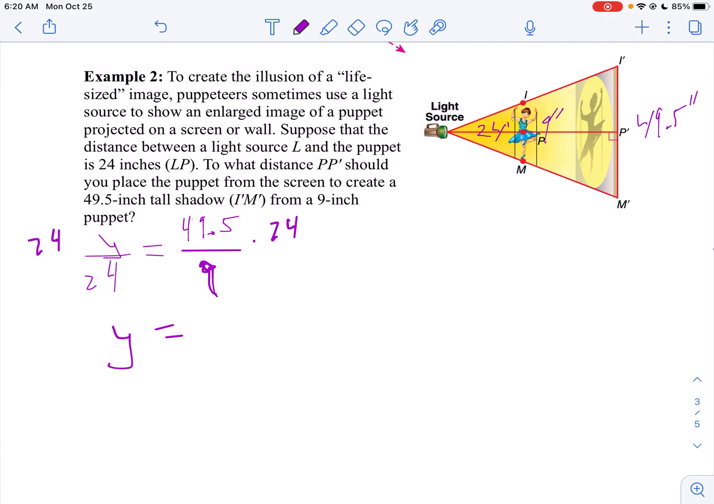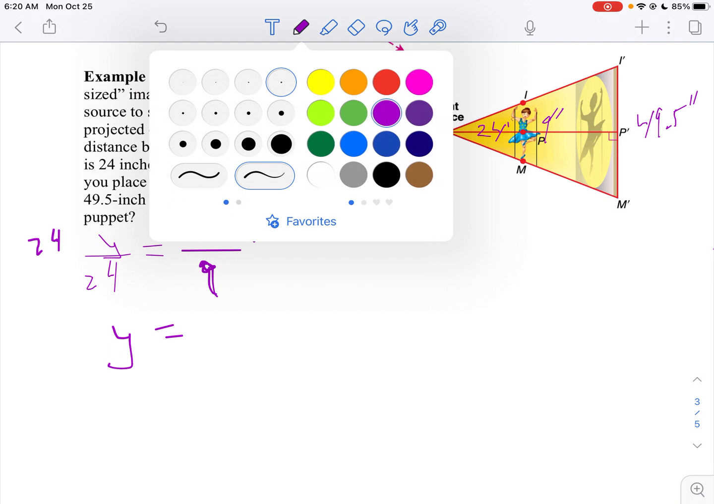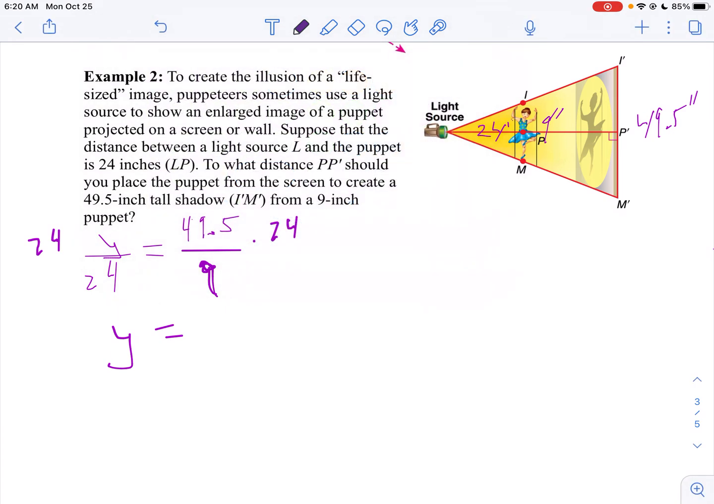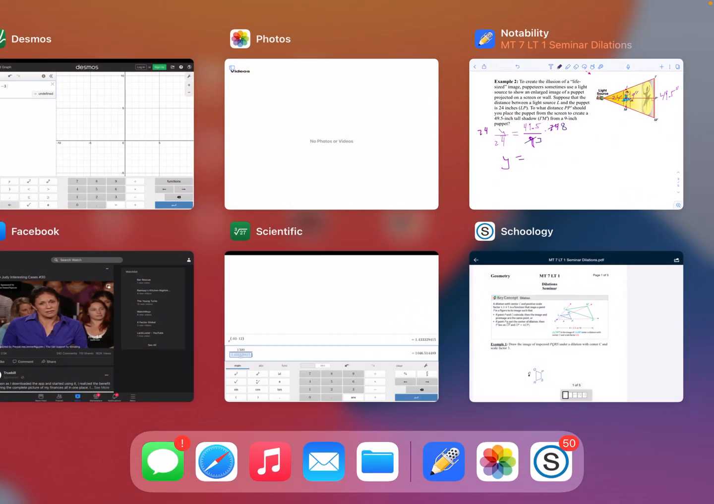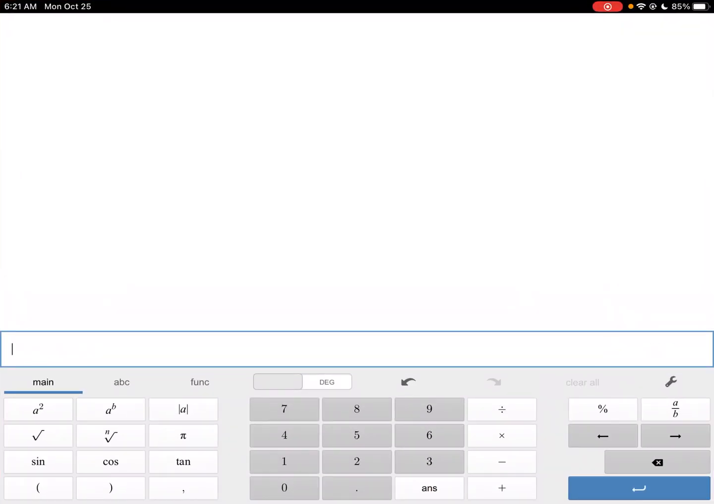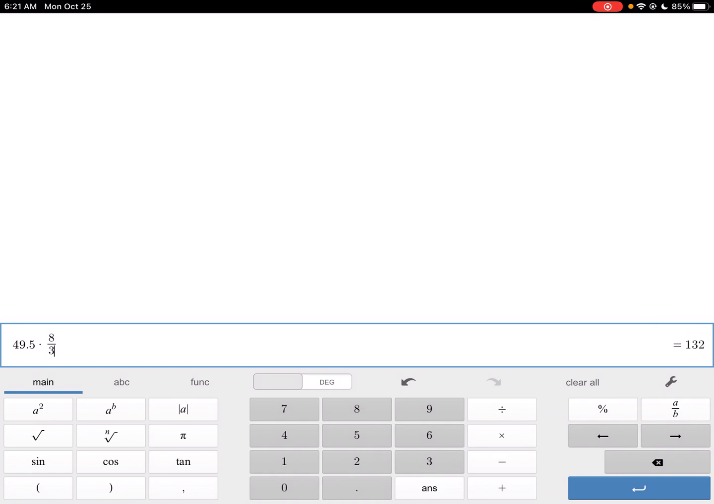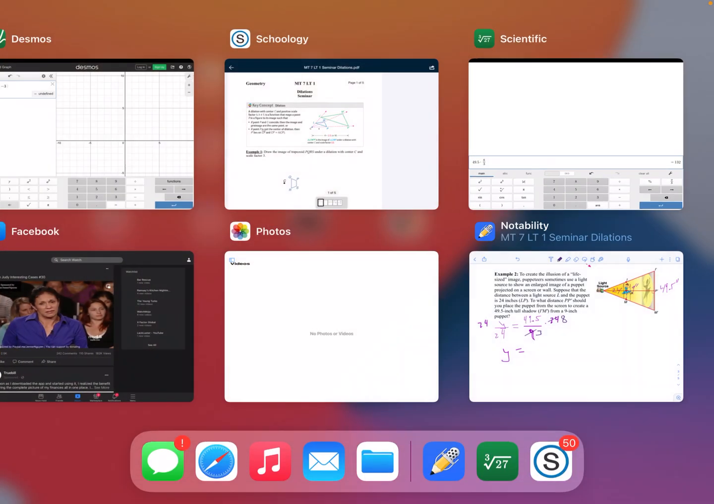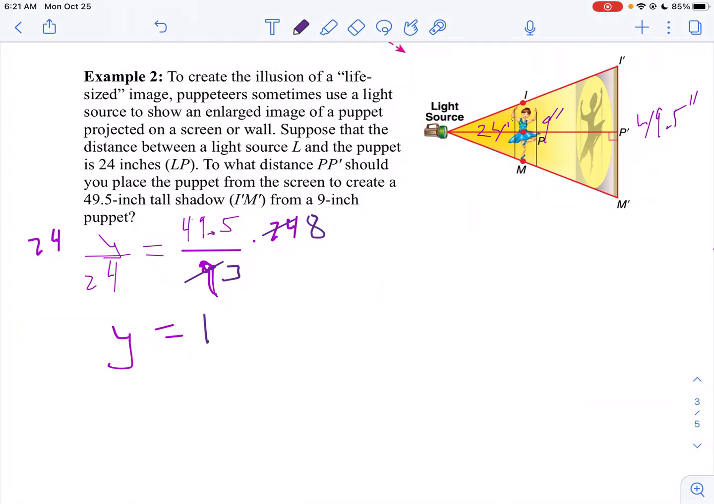Well, I can reduce that a little bit, can't I? Because I know 3 goes into both 24 and 9. So divide by 3, and that'll give me 3. Divide by 3, that'll give me 8. So I'm going to take 49.5 times 8 divided by 3. So let's clear this out. So 49.5 times 8 divided by 3. That'll be 132 inches. Now, that is not the answer to my question.